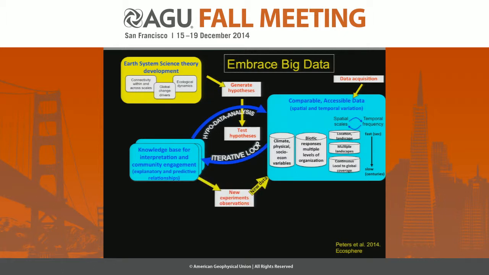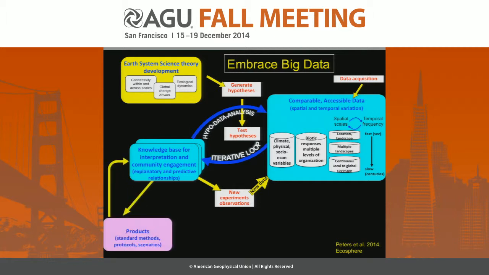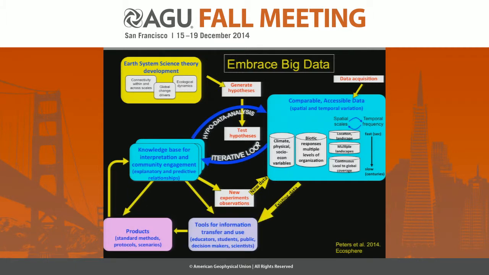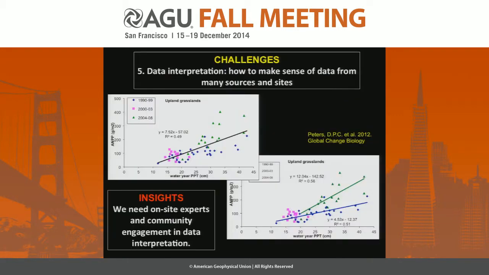So eventually, we do need to do new experiments, but they can be very focused after we've gone through as much as we can with our existing data. And of course, we generate products and tools. Okay, and finally, the other one, which was just touched upon, is the importance of humans in this process.